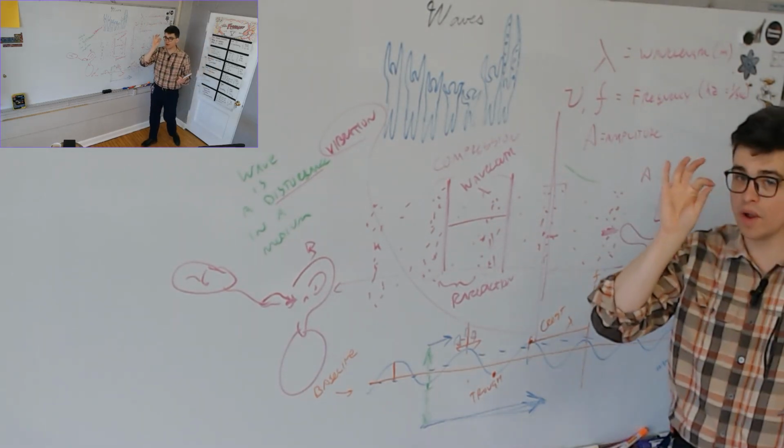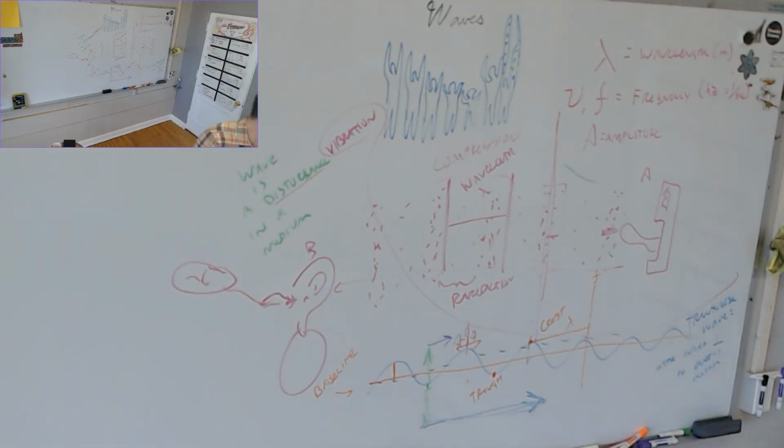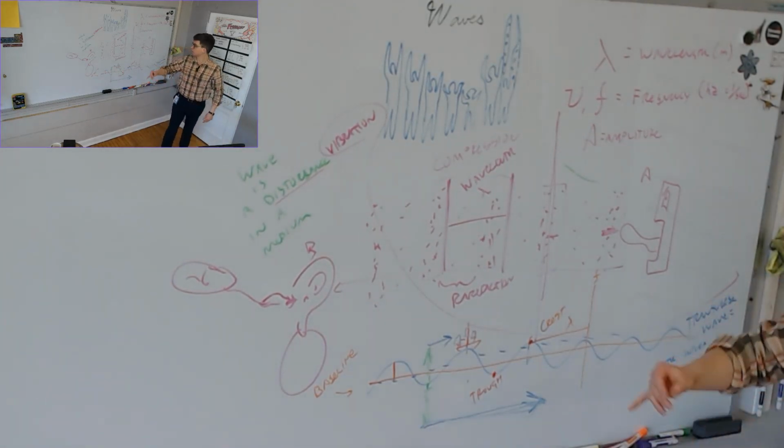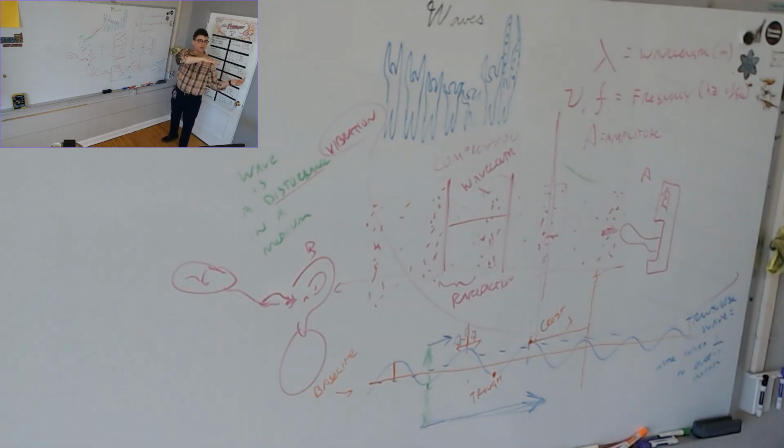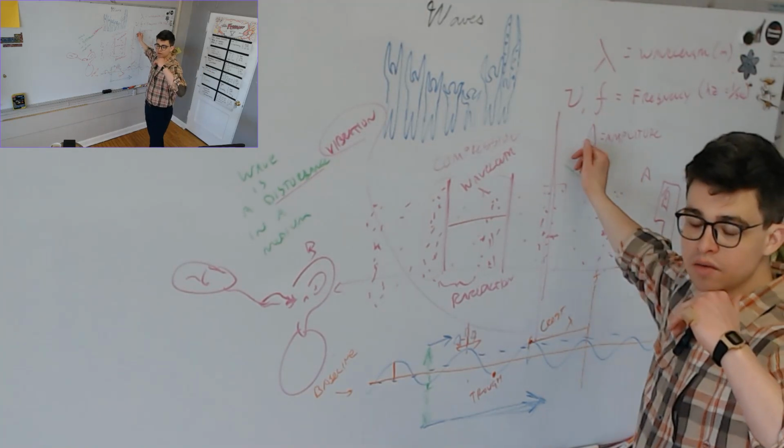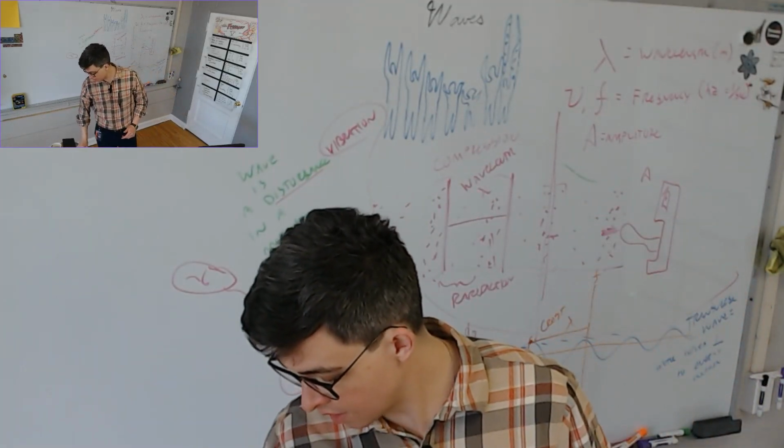Last thing, light waves, which we will cover in more detail later. With light waves, what we see as frequency is color, and what we see as amplitude is brightness. So for sound, frequency is pitch and amplitude is loudness, and for light, frequency is color and amplitude is brightness.